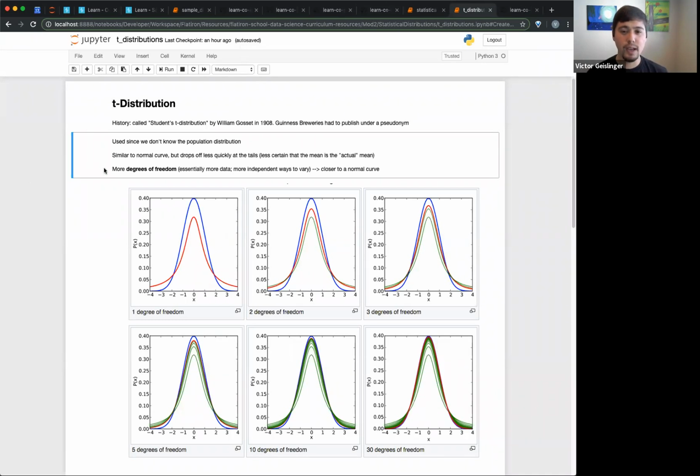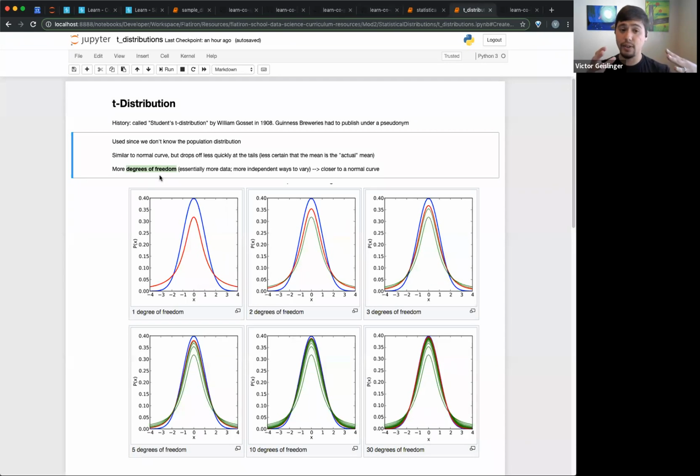Usually people, to be honest, will skip over degrees of freedom and just say it's the sample size minus 1. But just know that it's the number of ways things can vary. This will come into play when we're looking at different kinds of populations. So just know it's the number of ways things can vary.